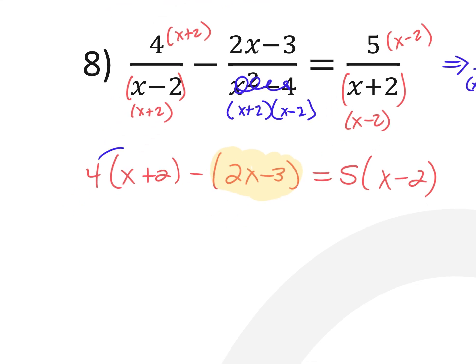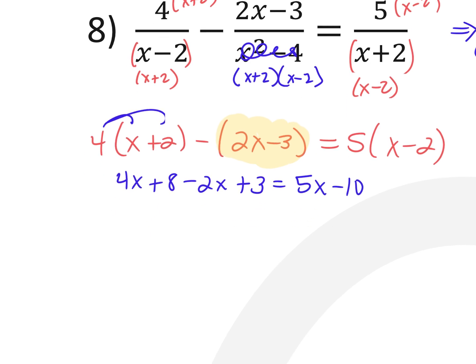Let's go ahead and distribute. 4 times x is 4x. 4 times 2 is what? 8. Whoops, I forgot to put a plus sign. Now that negative, what does this become? Minus 2x plus 3. Perfect. And then?